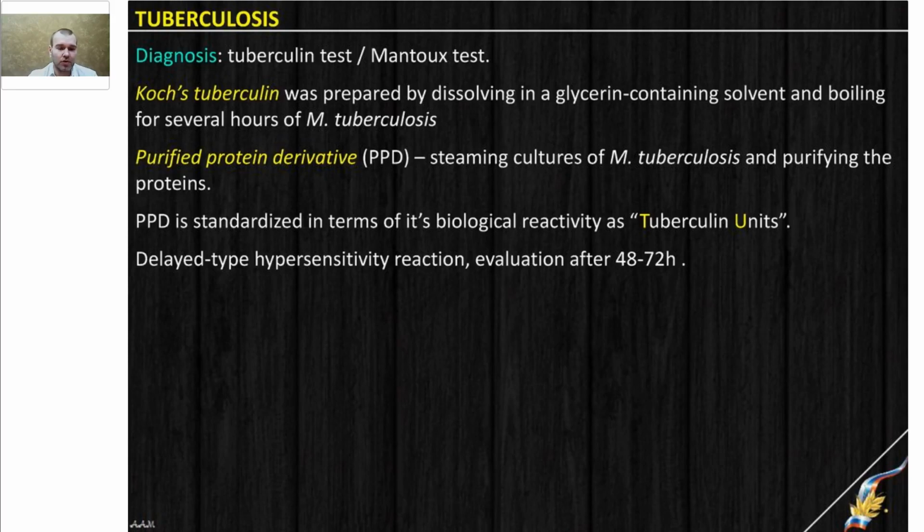And when Koch tried to inject the debris of Mycobacterium tuberculosis dissolved in a glycerin-containing solvent, only redness and severe allergic reactions were observed in some people, and in some people no reactions were identified at all. And Koch almost forgot that idea, but later he noticed that actually some people have a reaction, but moderate, some have a severe one, some have no reaction at all.